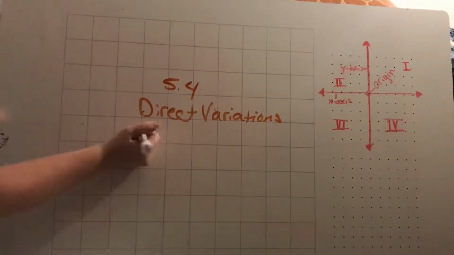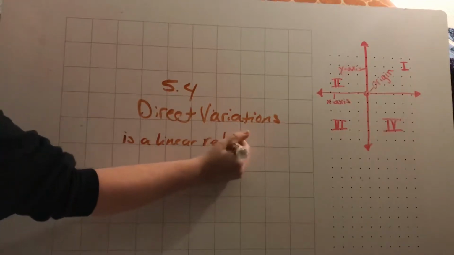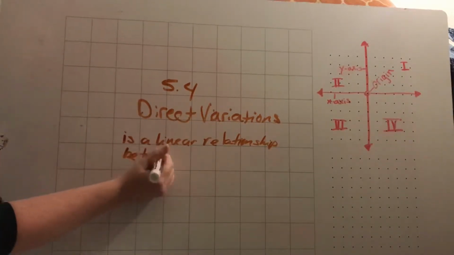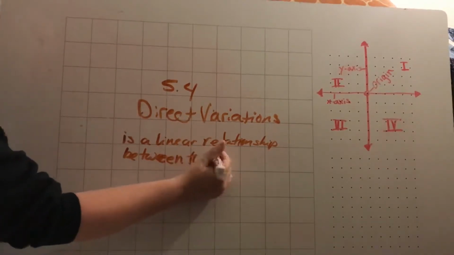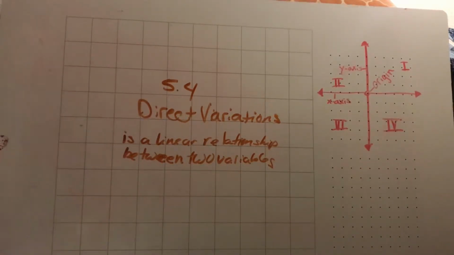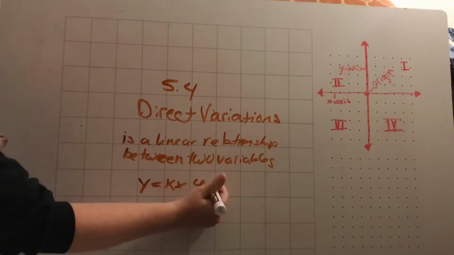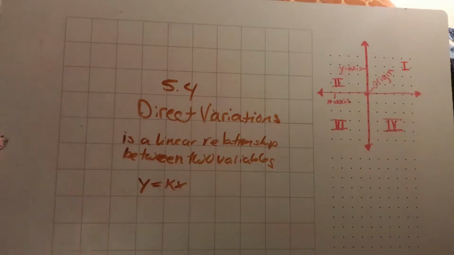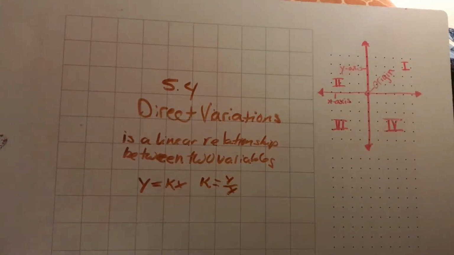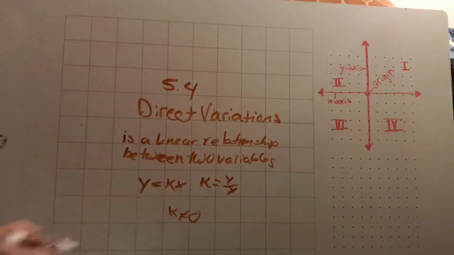And the definition is a linear relationship between two variables and is written in the format y equals kx or k equals y over x, and k does not equal 0. So k is any real number that does not equal 0.